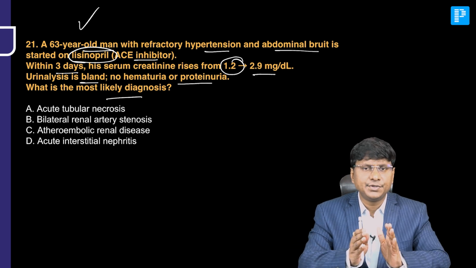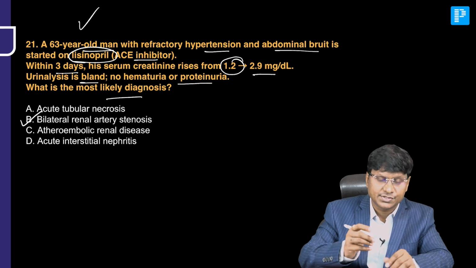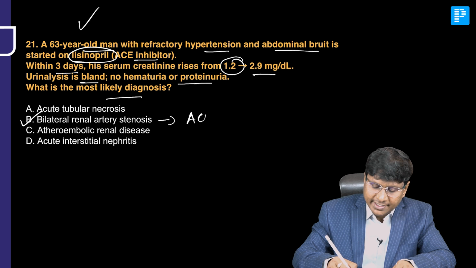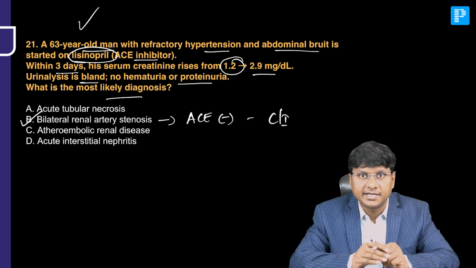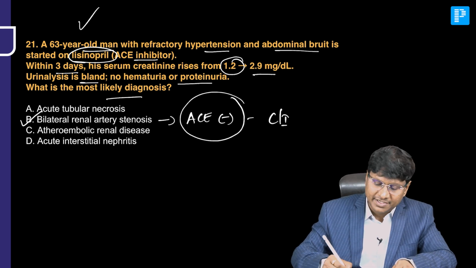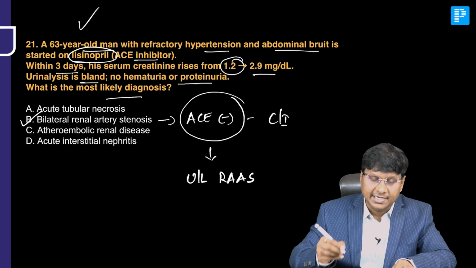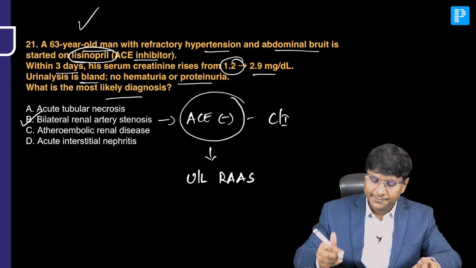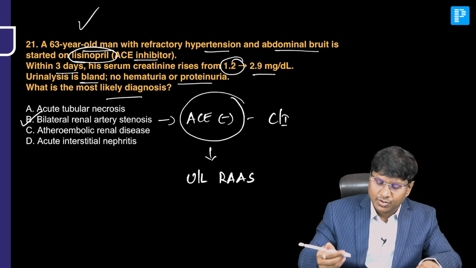So, in which clinical scenario does your creatinine increase after starting an ACE inhibitor? Among the options which have been given to you, it is bilateral renal artery stenosis. In bilateral renal artery stenosis, the ACE inhibitors are contraindicated. They worsen the underlying renal injury. That is the reason why ACE inhibitors are contraindicated. Whereas, in which conditions can you give ACE inhibitors? ACE inhibitors can be given in case of unilateral renal artery stenosis, but not in case of bilateral renal artery stenosis, right?